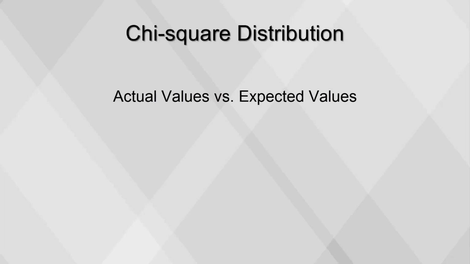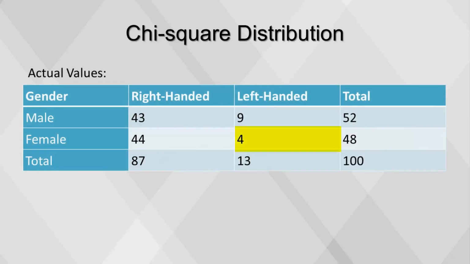The chi-square distribution compares the actual values to the expected values to determine if the actual numbers that were observed and recorded in the dataset are due to chance, or if there's a difference between the two variables that cannot be explained by chance. In this example, we want to determine if the observed difference in the proportion of females who are left-handed is really smaller than the proportion of males who are left-handed, or if that observation could be due to chance. In other words, we want to know if the dominant hand is dependent on gender.